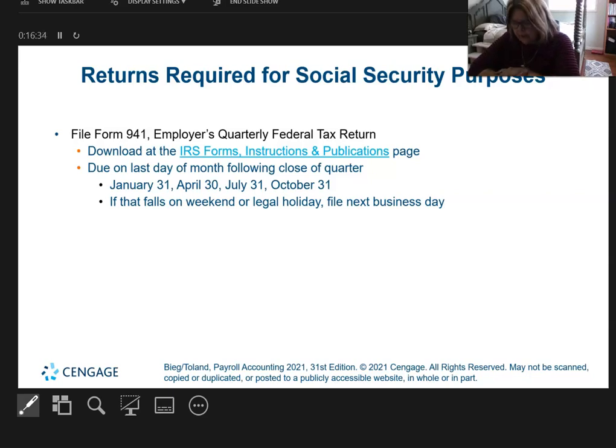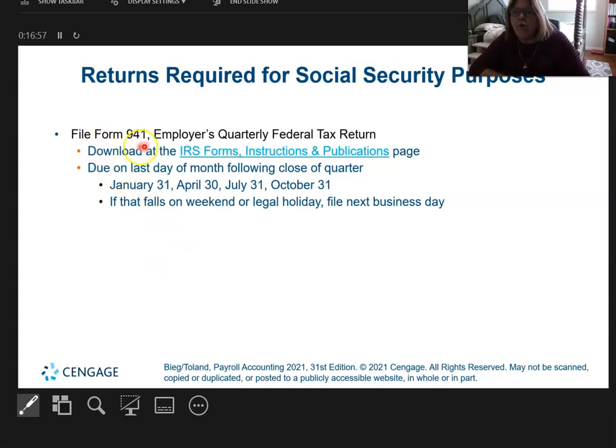Okay, so we're continuing on chapter 3, and now we're going to be looking, on video 5, at the returns required for these Social Security taxes. So the employer withholds money from the employee's paycheck, and they put in their amount of money. Well, they have to file a quarterly report to send the money into the government.